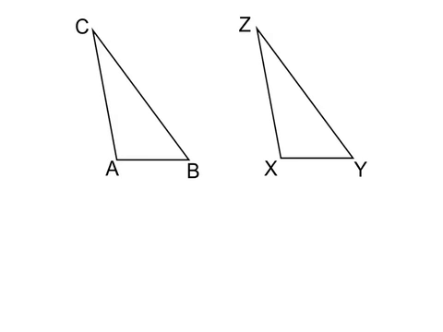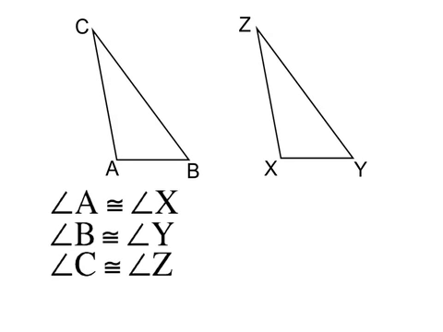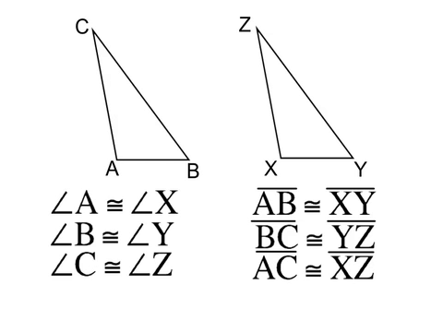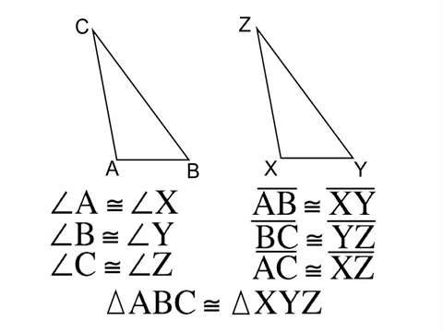And for these congruent triangles, here's the 3 pairs of corresponding angles. Angle A corresponds with X, angle B with Y, and angle C with Z. And here's the 3 pairs of corresponding sides. They're all segments, of course, AB and XY, BC and YZ, and AC and XZ. And then we can label the 2 triangles congruent. We label it like this. Triangle ABC is congruent to triangle XYZ.